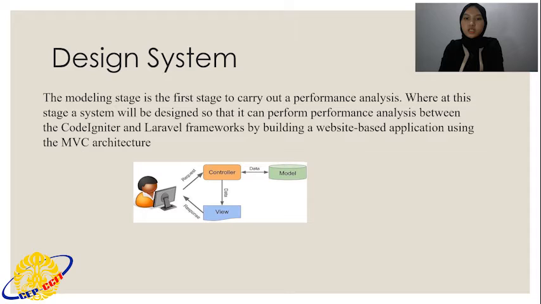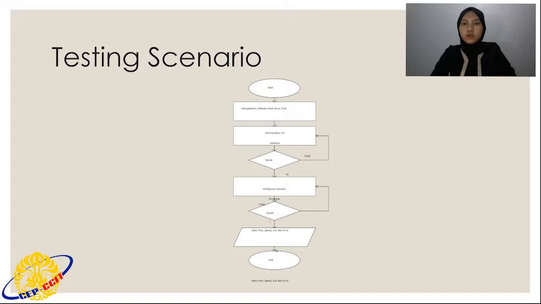Design system. The modeling stage is the first stage to carry out a performance analysis, where at this stage a system will be designed so that it can perform performance analysis between the CodeIgniter frameworks by building a website-based application using the MVC architecture. Next, testing scenario.